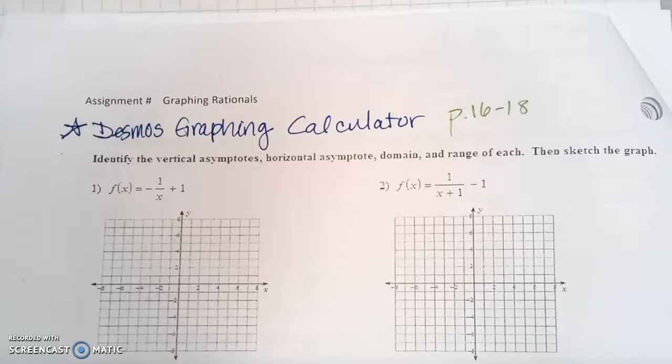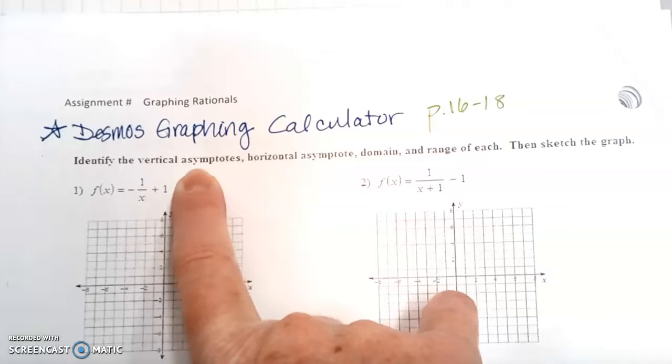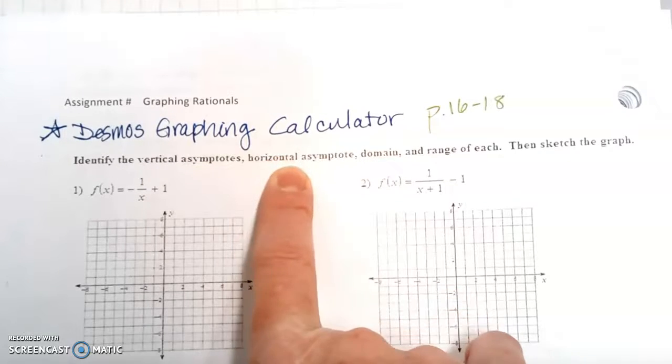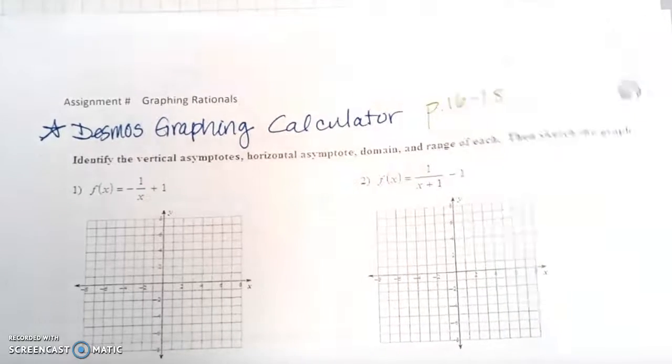So make sure to ask for help, like, how did you do this? How did you do that? Make sure that you're all typing it in and that you're all doing it, not just watching one person in your group do it. So I'm going to do a couple of them with you, and then they do want you to identify the vertical asymptotes, the horizontal asymptotes, the domain, and the range of each.